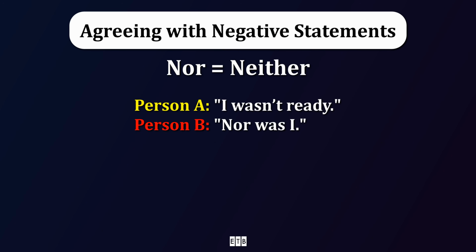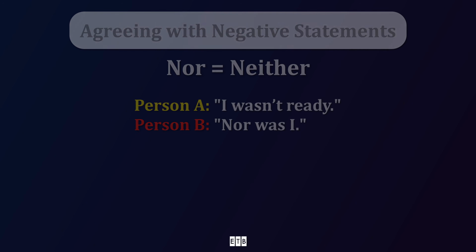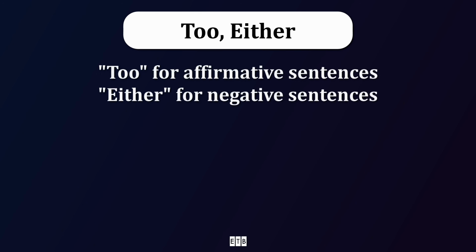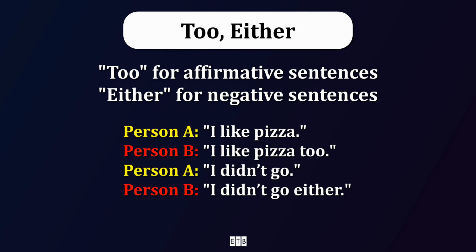We can use nor instead of neither. We can use either and to at the end of sentences to show agreement. We use to for affirmative sentences and either for negative sentences.